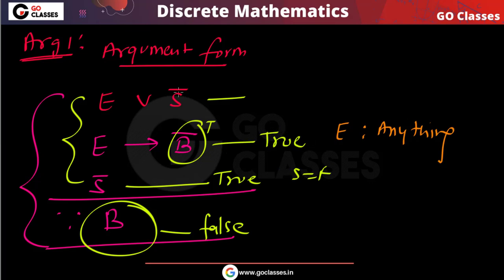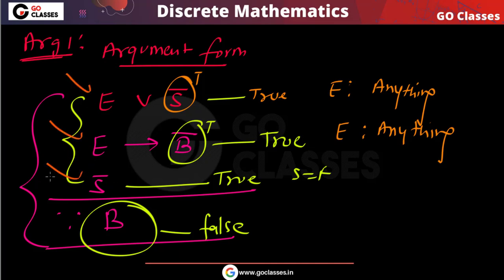Now S is already false, so this is true. True or anything is actually true. So here again E can be anything. After making the conclusion false, you can easily make all the premises true. This premise is true, this premise is true, this premise is true. All the premises are true after making the conclusion false.